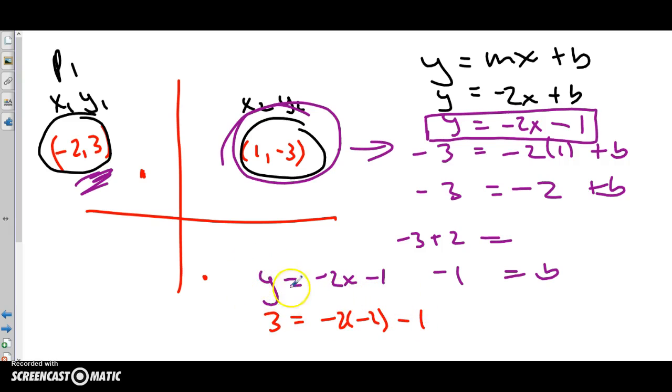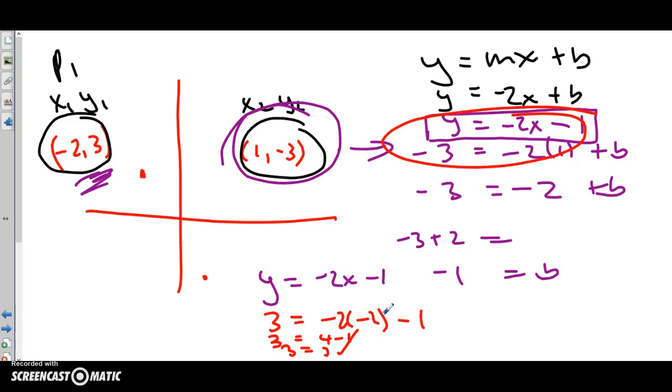And by hold, I mean the left side should equal the right side. So here I have 3, and here I have 2 times 2. Negative times negative is a positive, so that's 4 minus 1. 3 is equal to 3. We're in great shape. So that is the equation of the line. That's it. Difficult stuff.